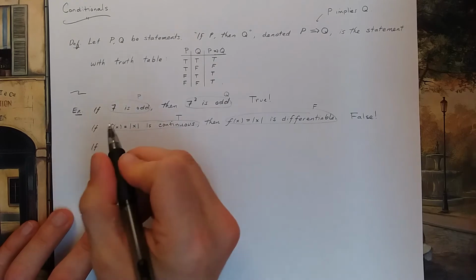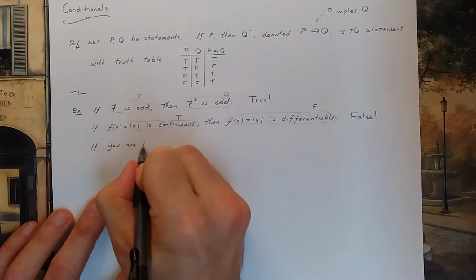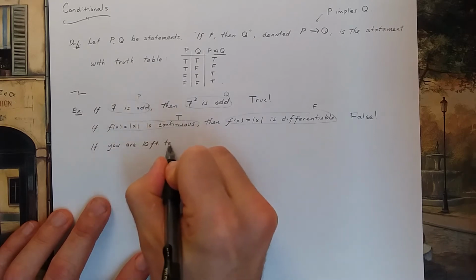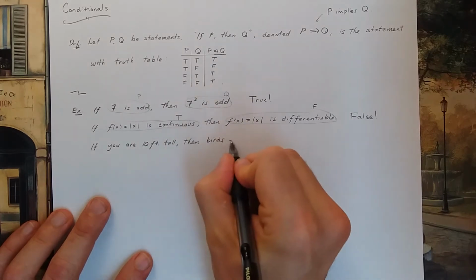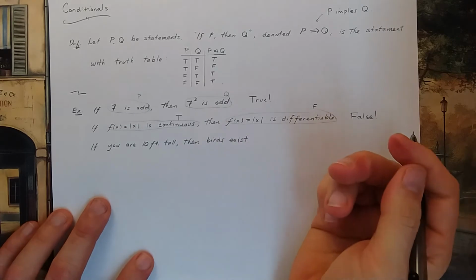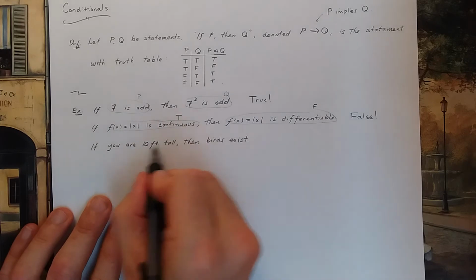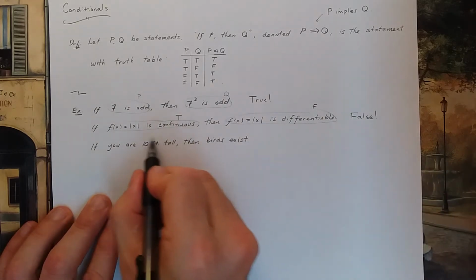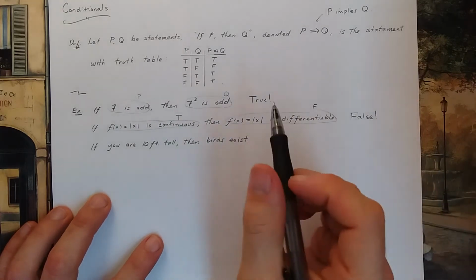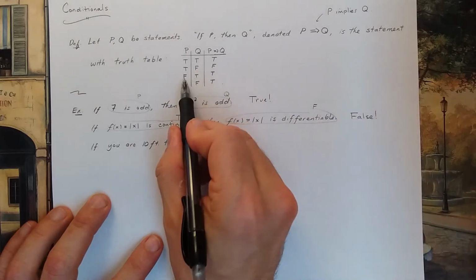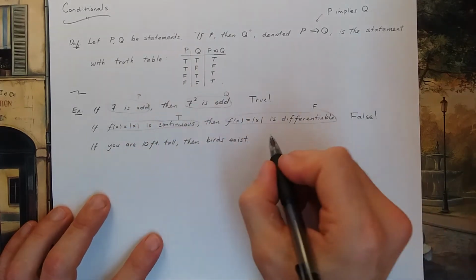Let's do a couple more. So if you are 10 feet tall, then birds exist. I haven't met you, but I'm guessing that you're not 10 feet tall. So this statement is false, and birds do exist. I've seen one before, really. So I'm in the row false, true. By definition, the if-then statement happens to be true.